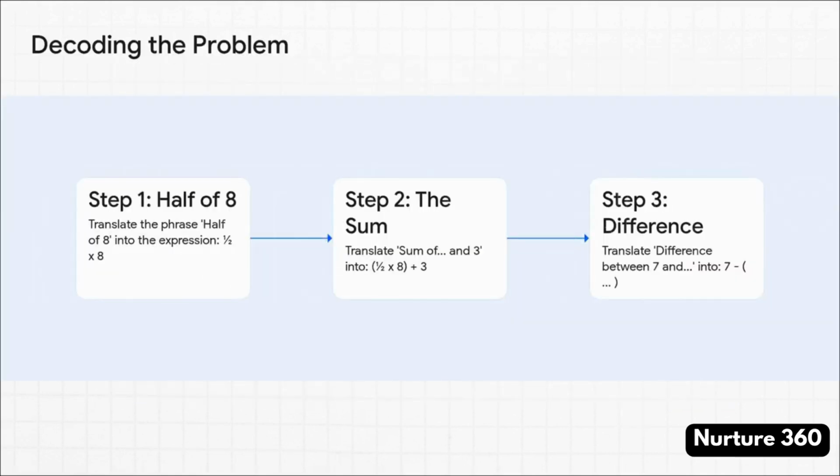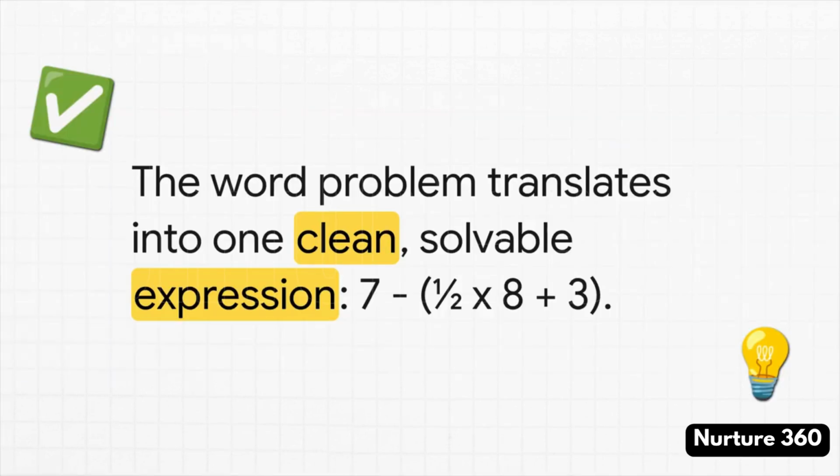And here's exactly how he does it. You just have to break it down piece by piece. So, half of 8? Well, that just becomes 1/2 times 8. Simple enough. Then, the sum of that and 3 means you take that first part and you add 3. Got it? And finally, the difference between 7 and that tells you to subtract that entire thing from 7. See? Every word is like a command, a little piece of code. And there it is. That whole tangled English sentence is now a clean, totally solvable math problem. Femi has officially cracked the final code.